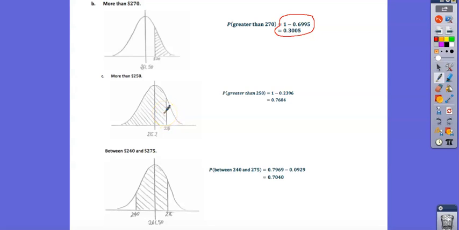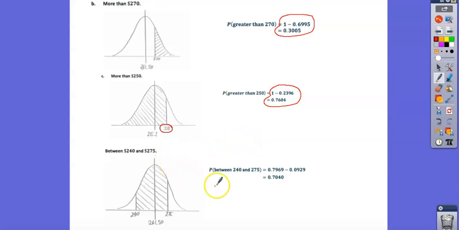I don't like the way they're doing this. On this one up here, it's more than 270, and they say it's 1 minus. You go and you find the area over here. On this one, they didn't stay very consistent. If you want it to be more than 250, you go into the table and you figure out the area of everybody over here, which is what you did up here, but they did the shading differently, and you do the 1 minus. I think that's kind of confusing. I don't think they should have done it that way.